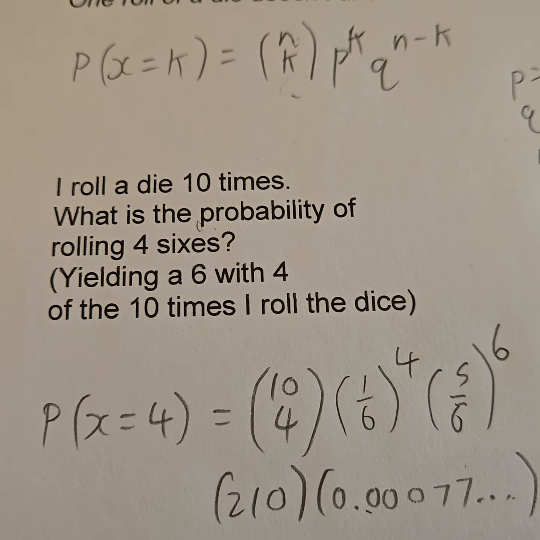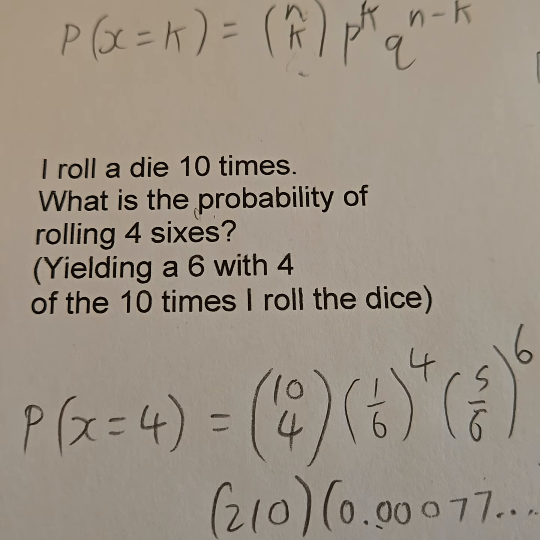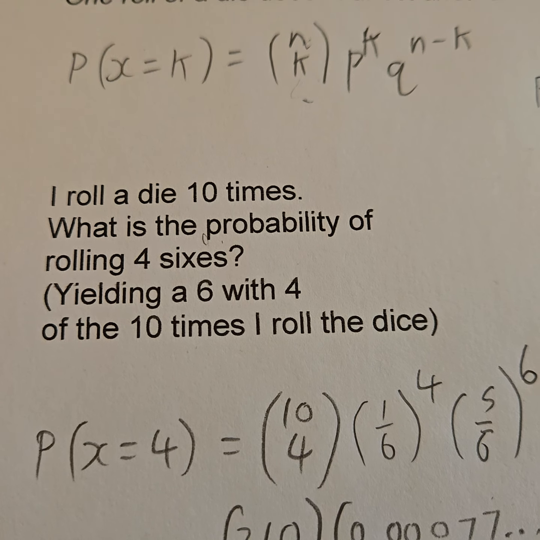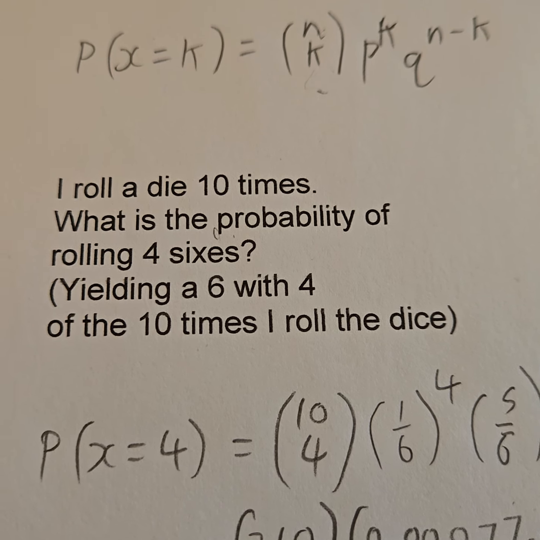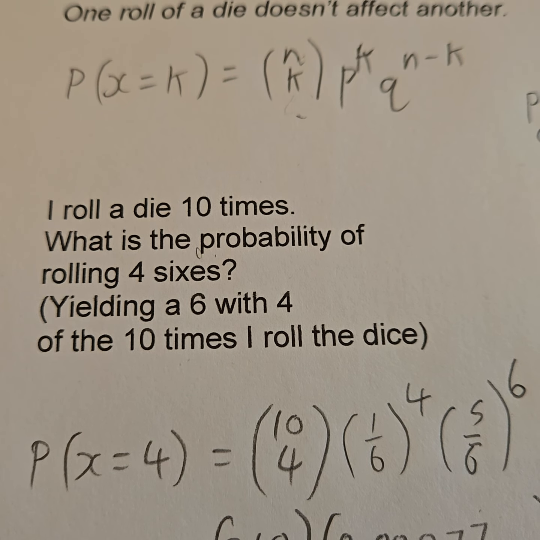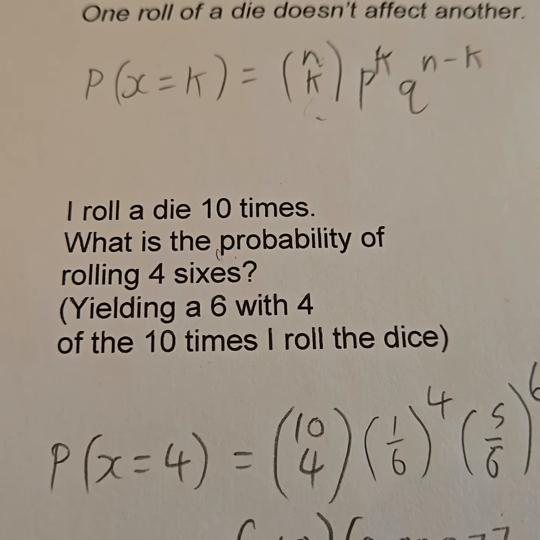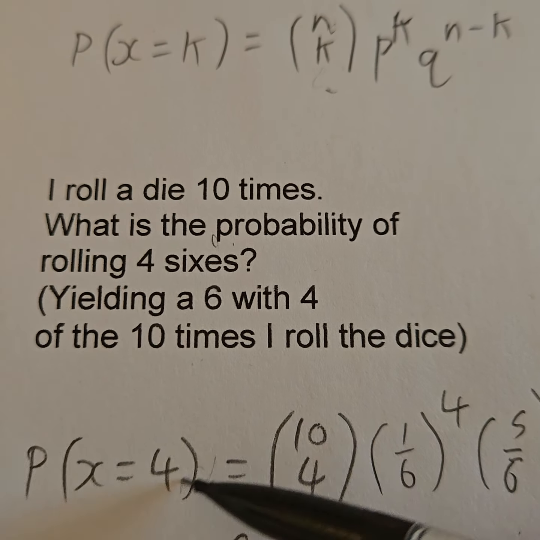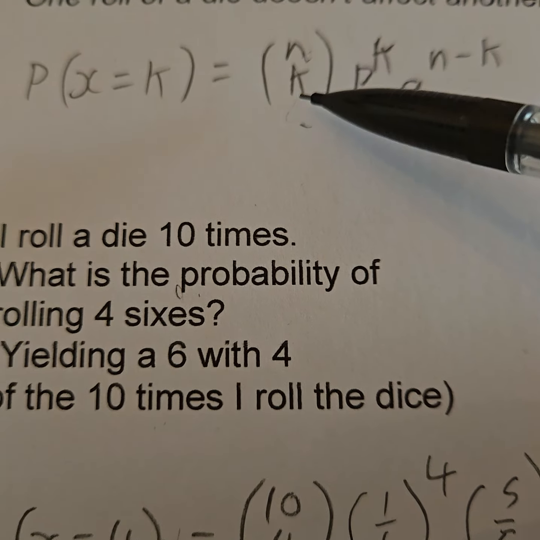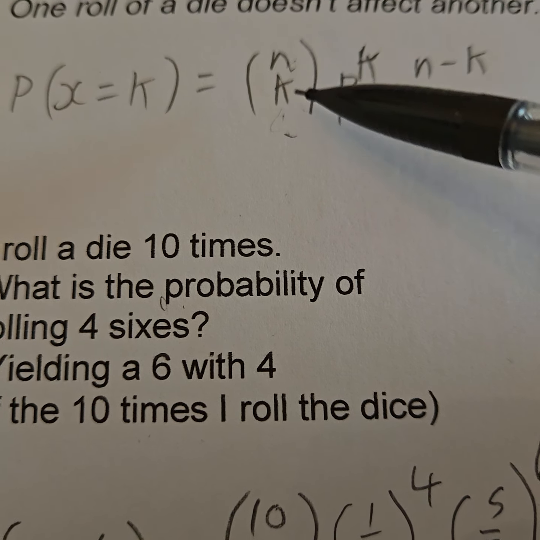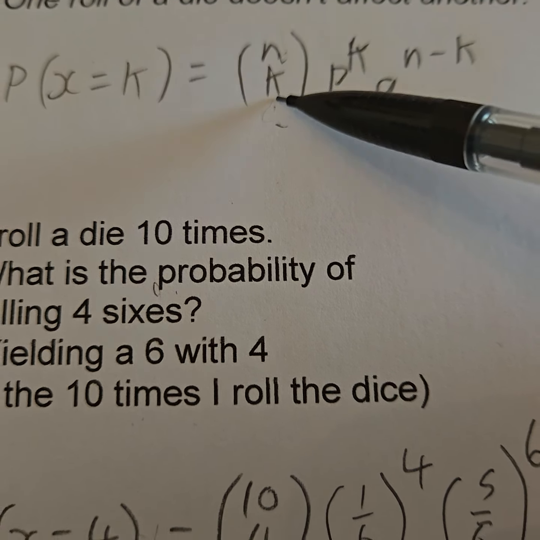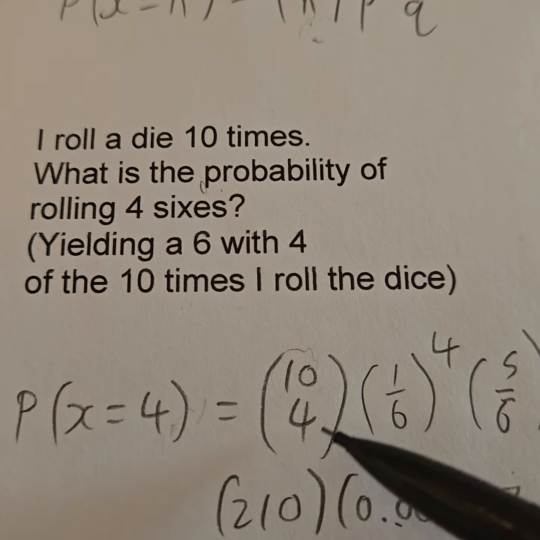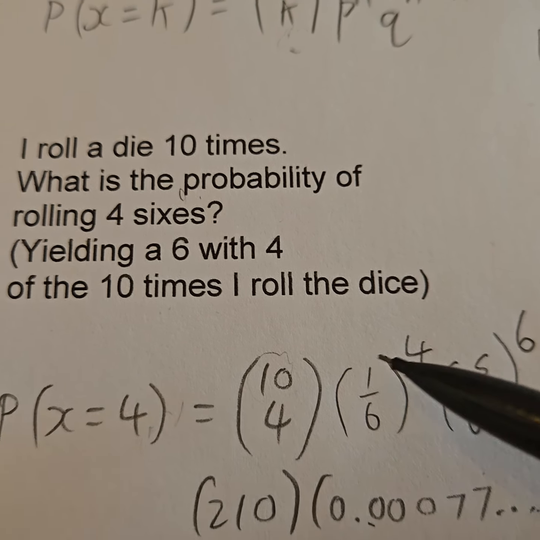If I roll a dice 10 times, what's the probability of rolling 4 6s? That means yielding a 6 with 4 of the 10 times I rolled the dice. So based on this formula, K is the number of successes. In this case, it's 4 times. N choose K is the total number of trials, choose the number of successes I'm calculating. I'm rolling 10 times. It's 4 times that there'll be a success.